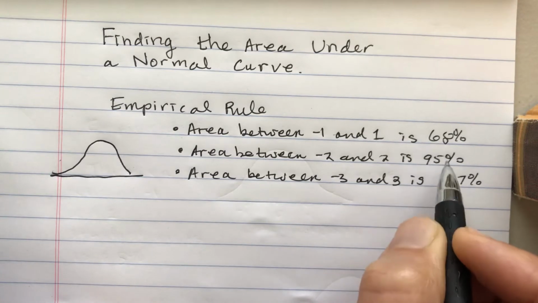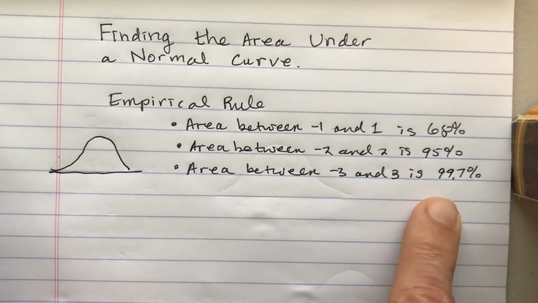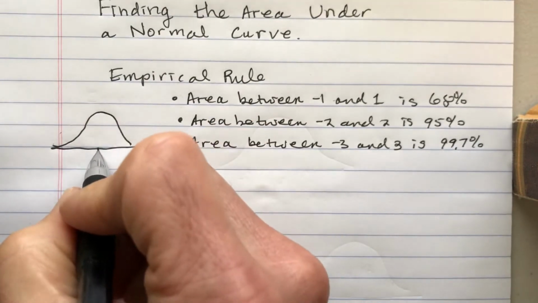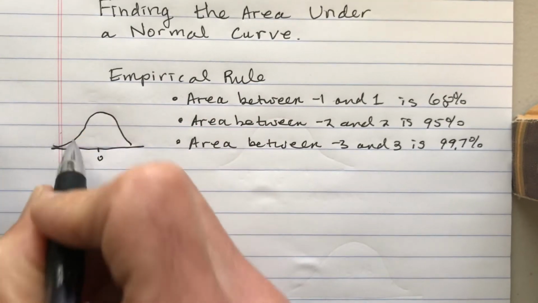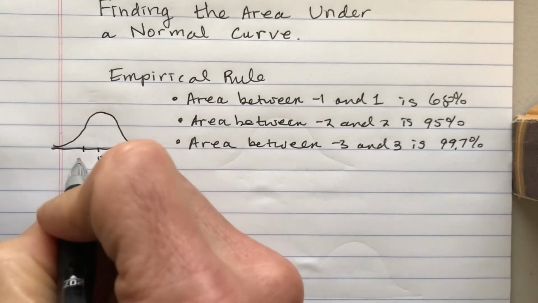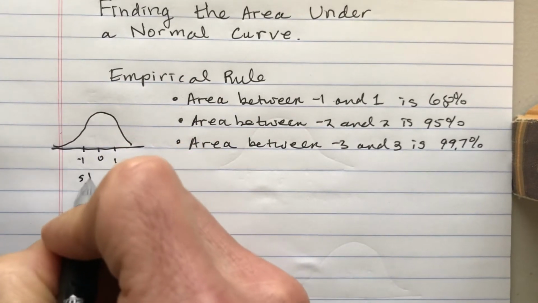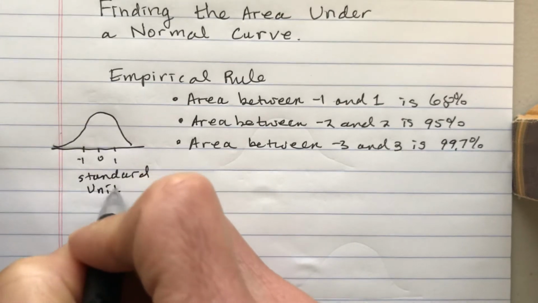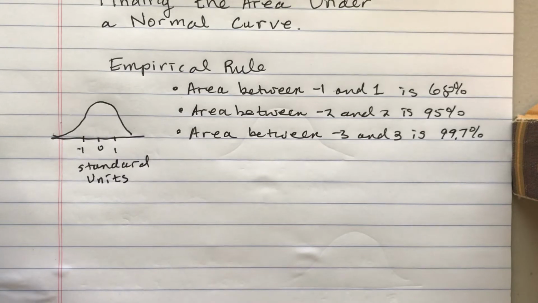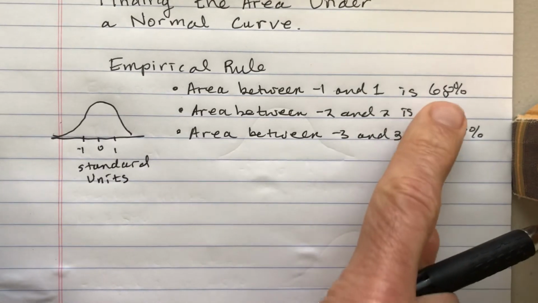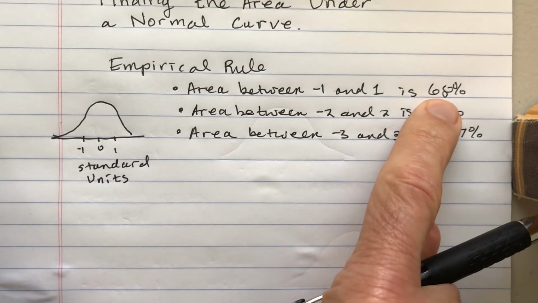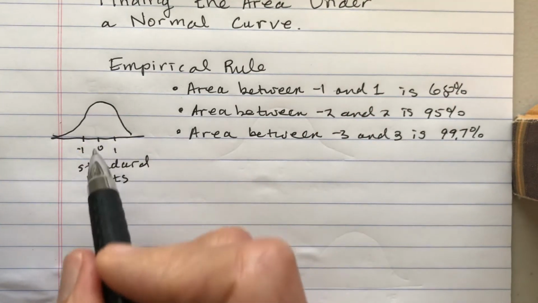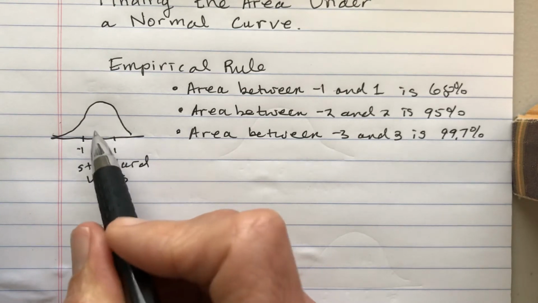I'm pretty good on the 68 and the 95, but when I get to this one, sometimes not as clear or certain. Okay, so here's our normal curve right here. And we're talking about standard units, which can also be thought of as standard deviations. Keep in mind, 68% is around 2/3. So 2/3 of a population that's normally distributed are within one standard deviation of the mean.